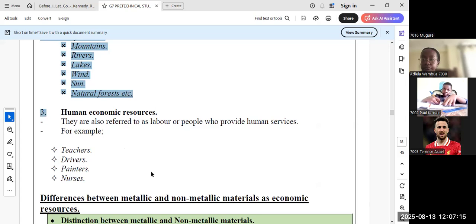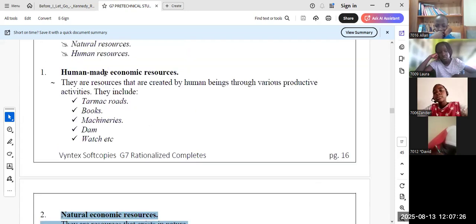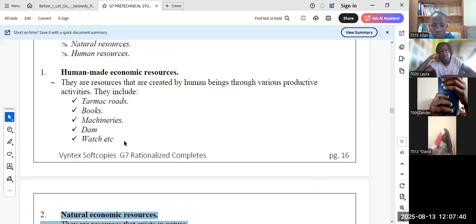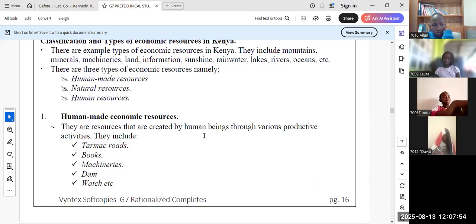Human economic resources. Now, I want you to get one thing right here. Don't at any given time confuse human economic resource and human-made economic resources. These are 2 different things. Human-made economic resources are things made by human beings to assist us and make our life comfortable and interesting. Things like the machines, the books, the tarmac roads, railway line, like the SGR is another example of human-made economic resource. Now, the expressway, that one is an example of a human-made economic resource.